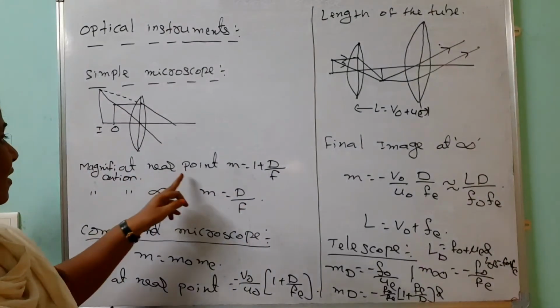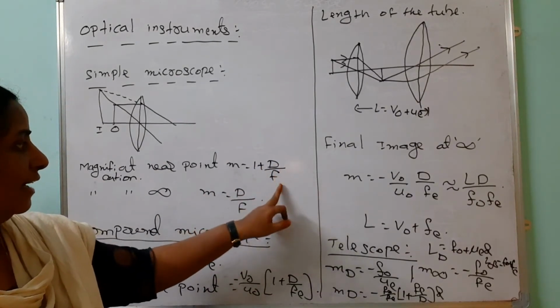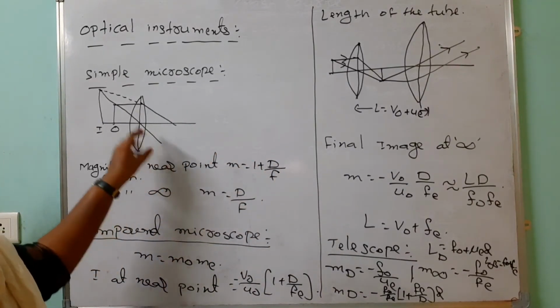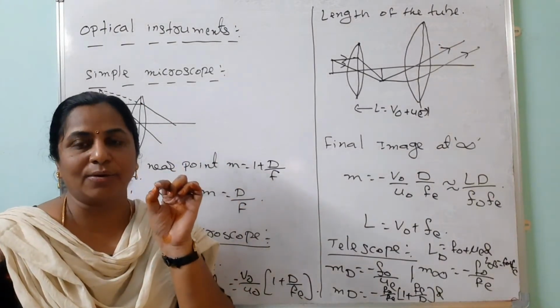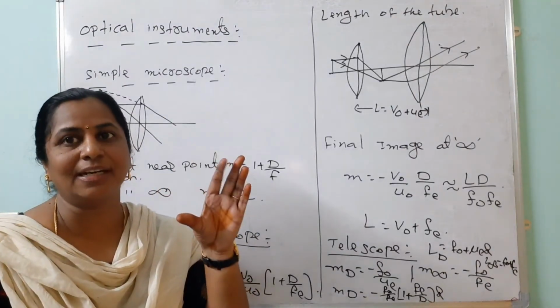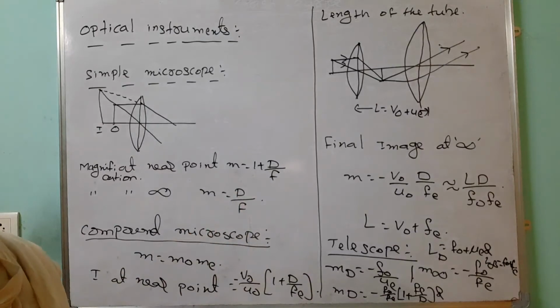So at the near point, magnification is 1 plus d by f. D is the near point and f is the focal length of this convex lens, and it increases the magnifying power. That's why even small things we can see big like that. And at the far point, which is at infinity, m equals d by f.